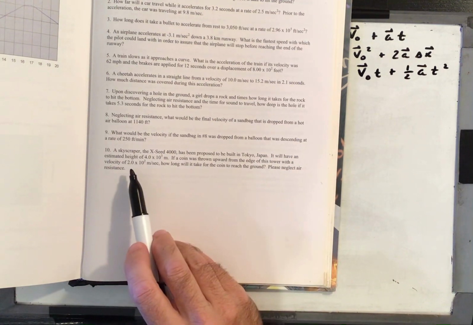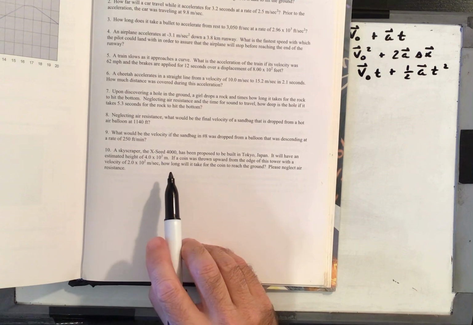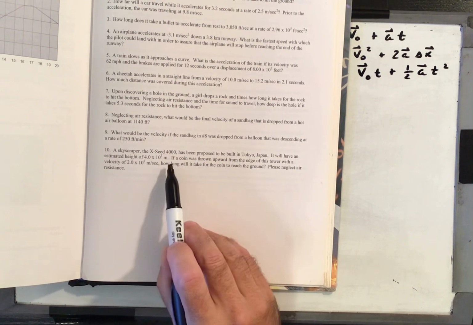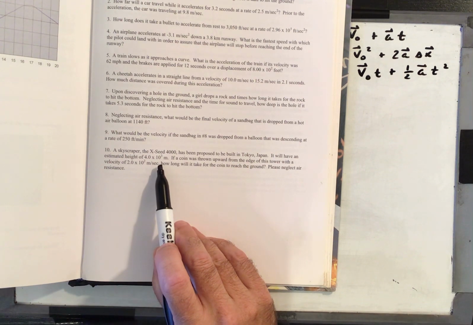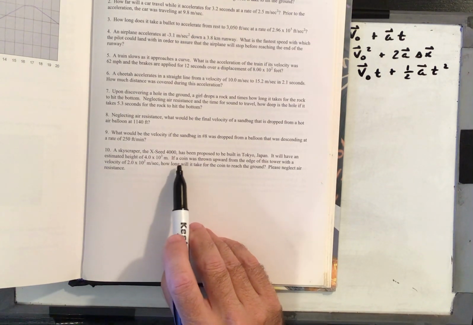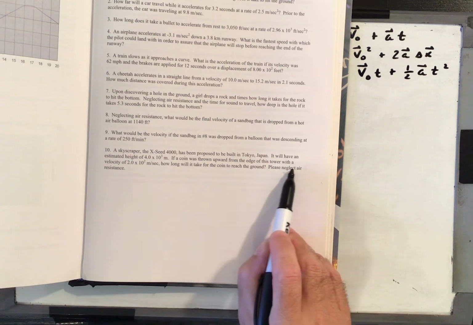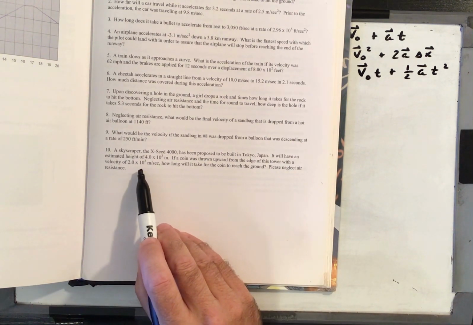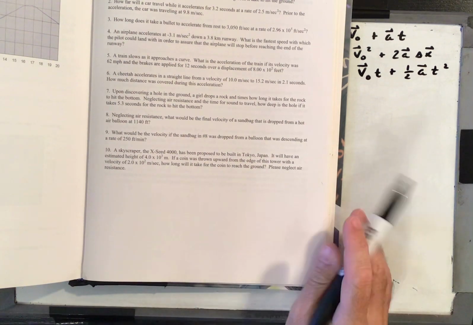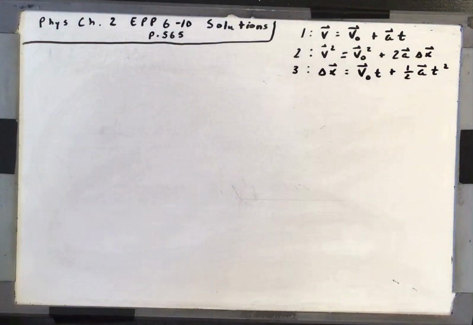It will have an estimated height of 4,000 meters. If a coin was thrown upward, by the way, that is a huge building. That is, let's see, that's 2.5 plus miles tall. So, oh my gosh. If a coin was thrown upward from the edge of this tower with a velocity of 200 meters a second, how long will it take for the coin to reach the ground? We're going to neglect air resistance.